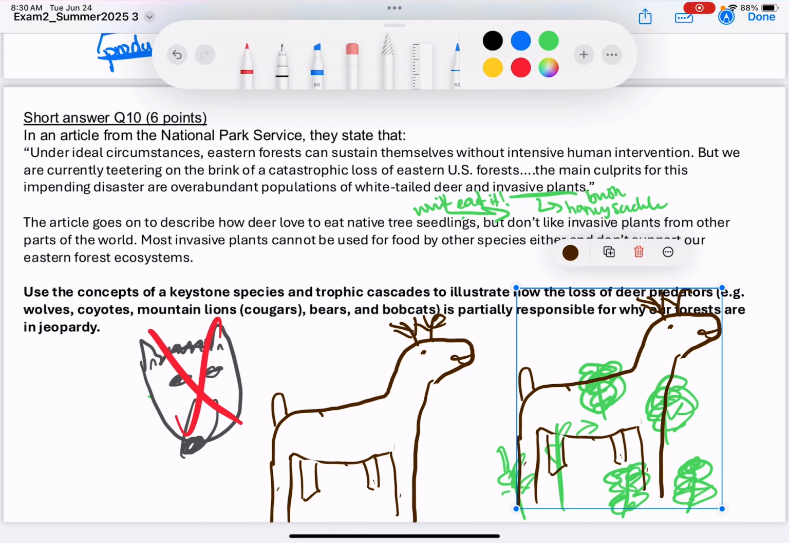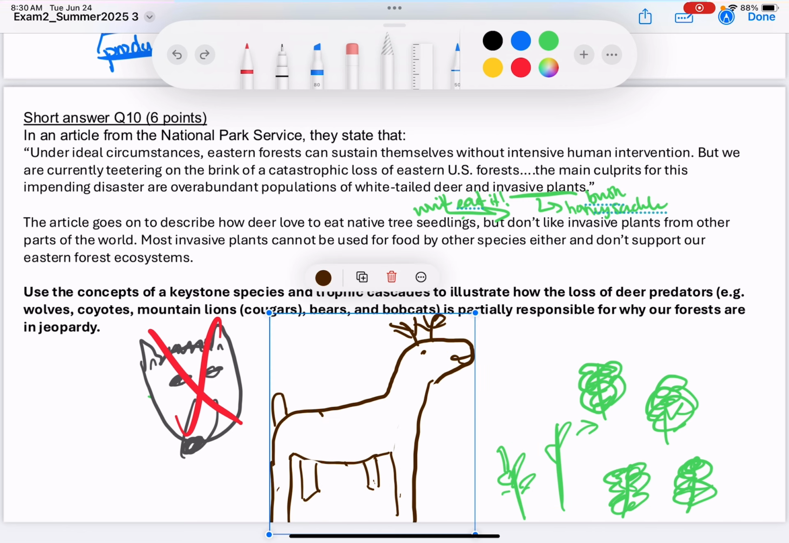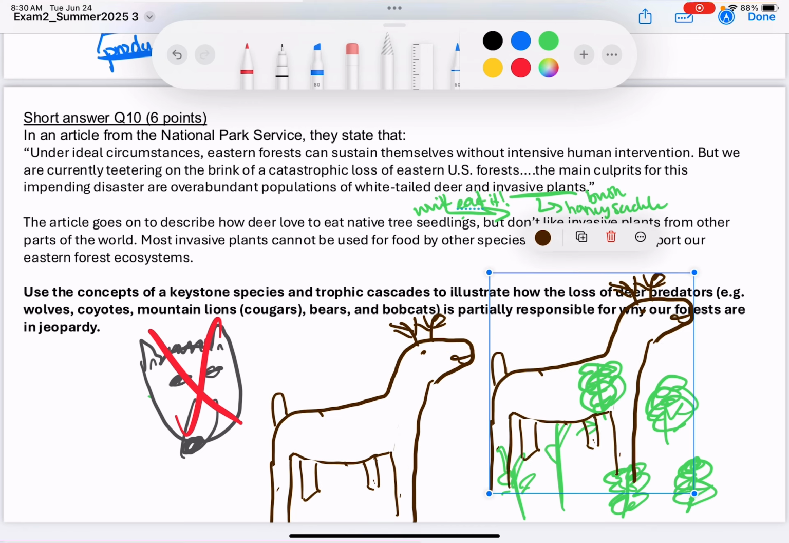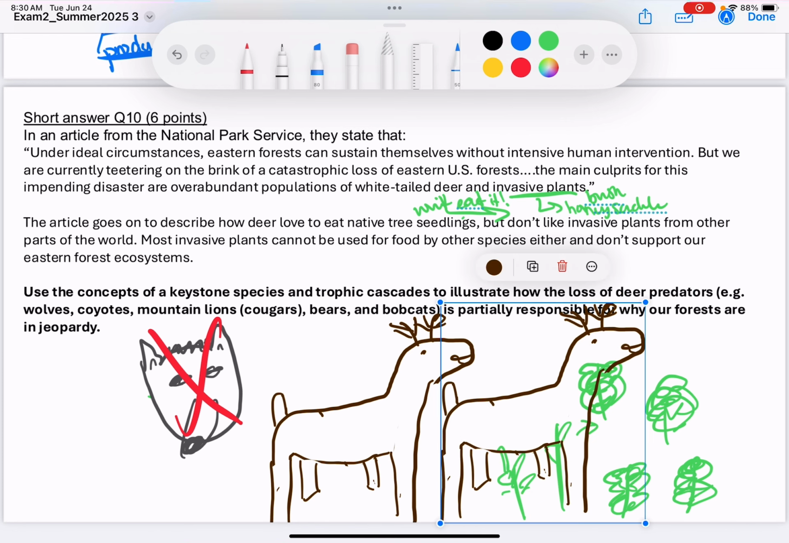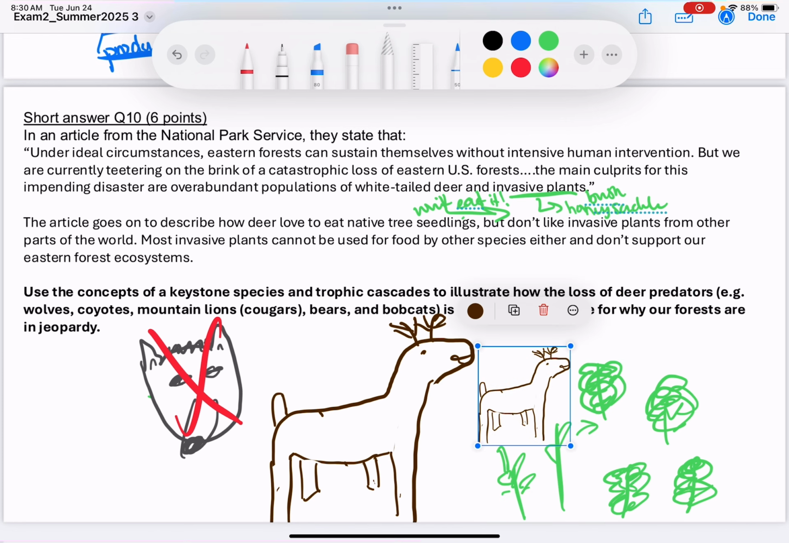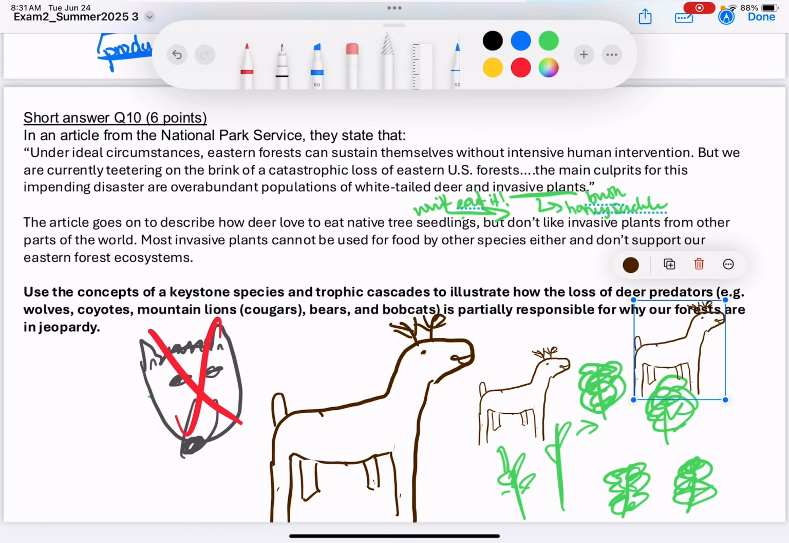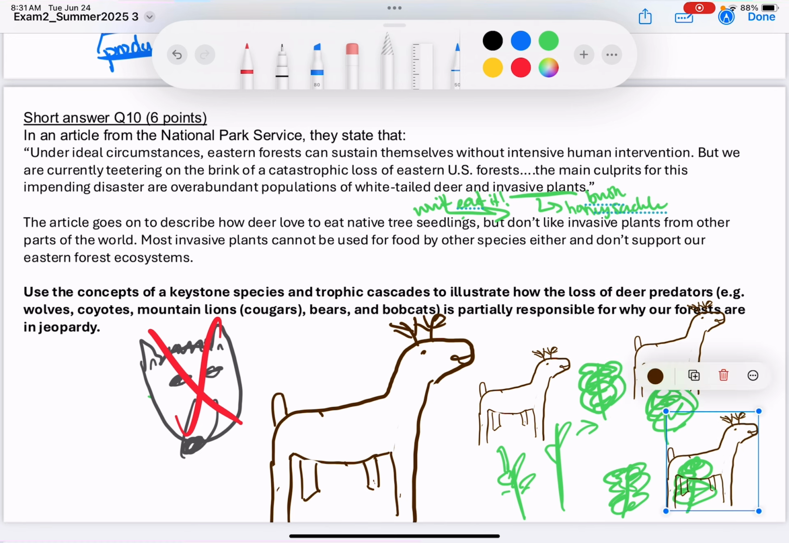Oh, that looks even stranger than it did before. Let's make sure I can grab all of it. I don't know why it's doing that. Okay, so when there's lots of deer around, then all of these go away, right? The native trees go away, and we have just invasives taking over, okay?